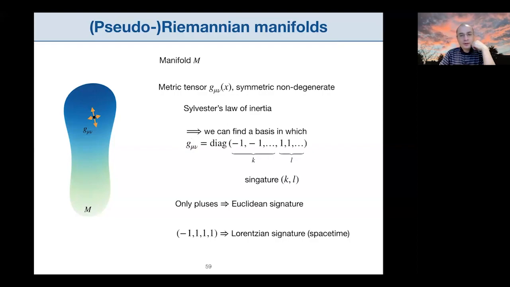In this lecture, we will mainly work with spacetimes of Lorentzian signature (-1, 1, 1, 1), because this is exactly what kind of signature we expect in the spacetime.